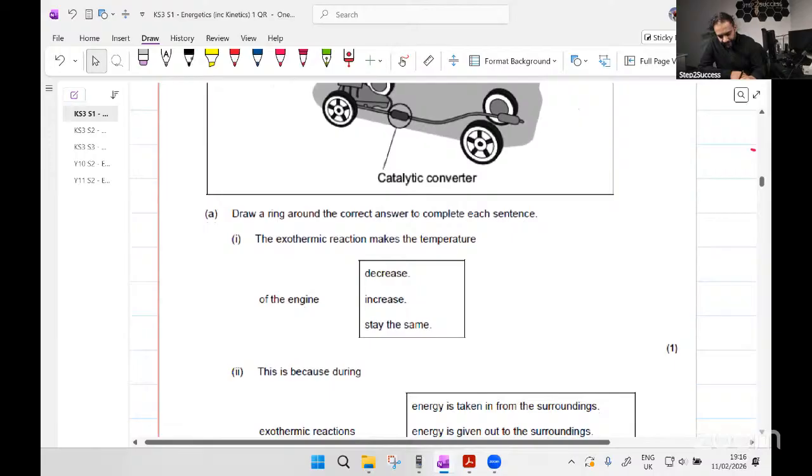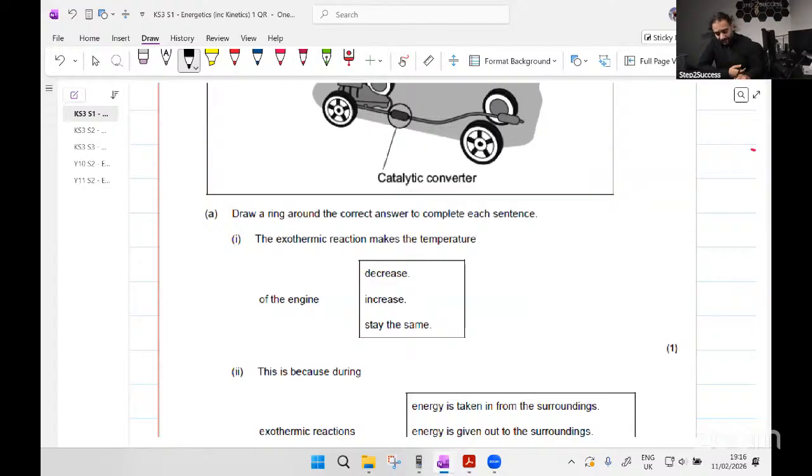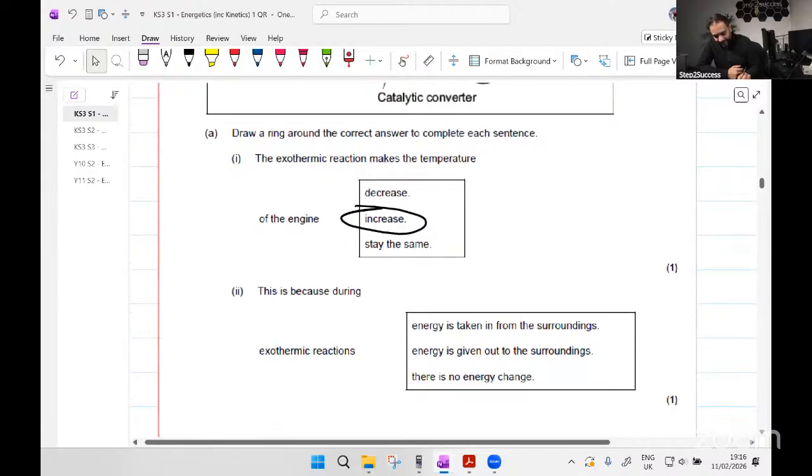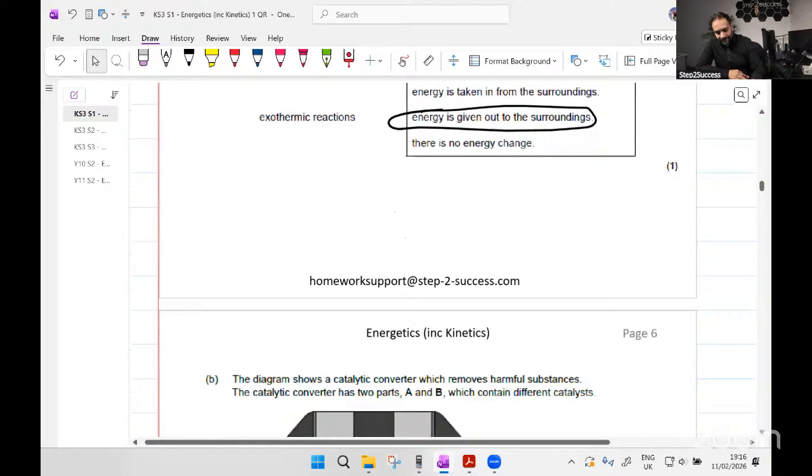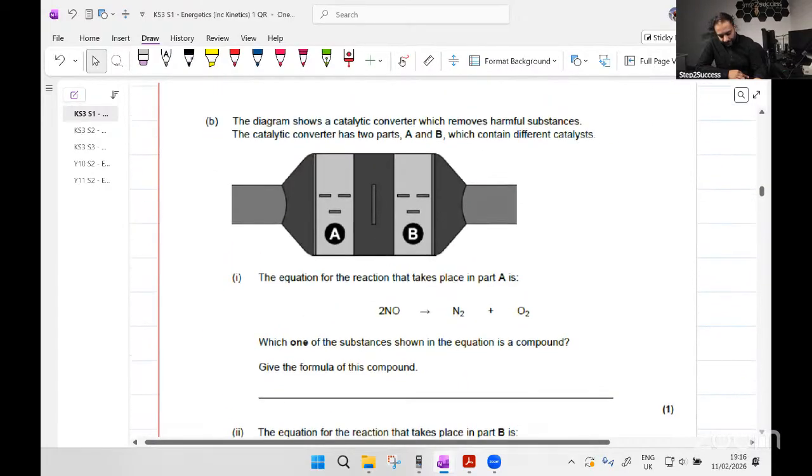The exothermic reaction makes the temperature, as I said, if you remember, exothermic is like having a fire. What does that do to the temperature? Increases it. And that is because in exothermic reactions, energy is given out to the surroundings.